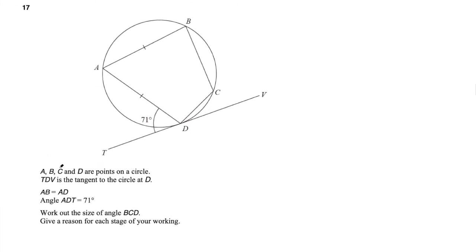This question says A, B, C, and D are points on a circle. TDV is the tangent to the circle at D. AB equals AD. Angle ADT equals 71 degrees. Work out the size of angle BCD. Give a reason for each stage of your working. And this is a 5-mark question.